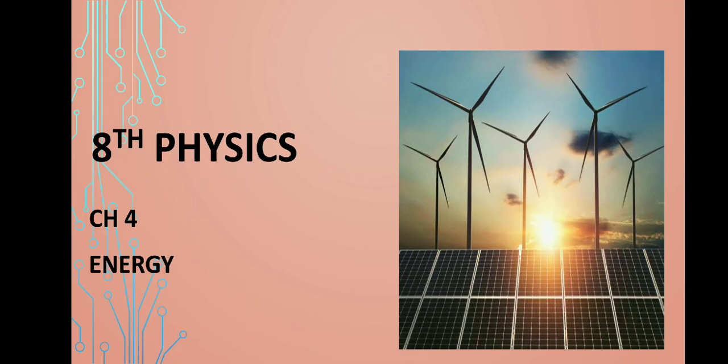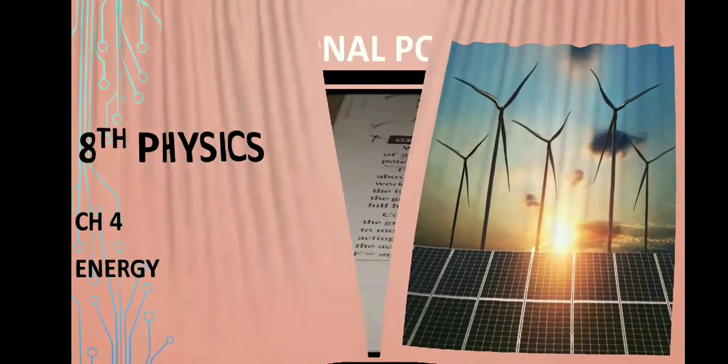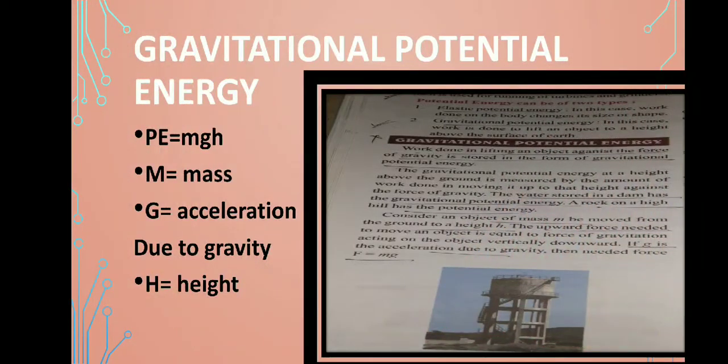As you know, we had already started chapter 4, energy. Up to so far we have done work and potential energy. Today we will do the types of potential energy. There are two types of potential energy, that is elastic potential energy and gravitational potential energy. In this chapter, we will study about gravitational potential energy.